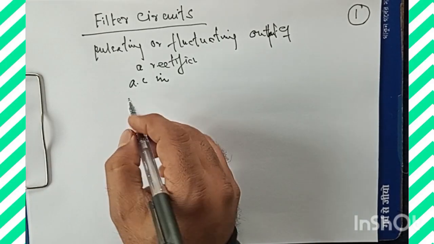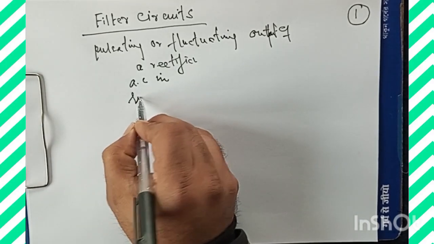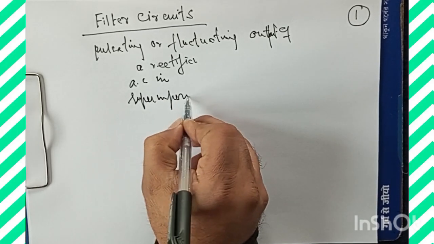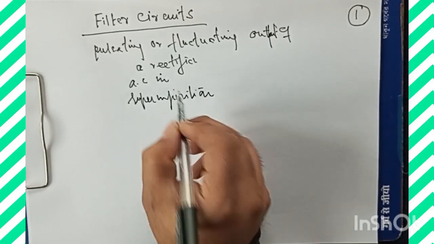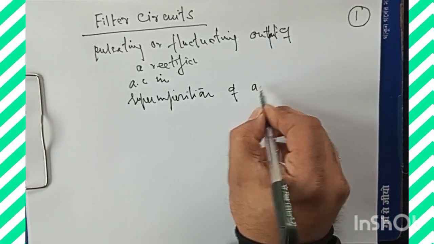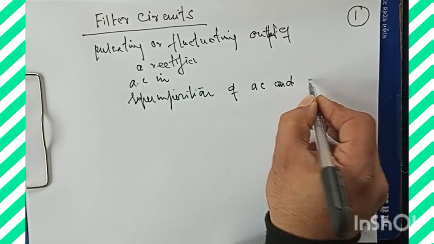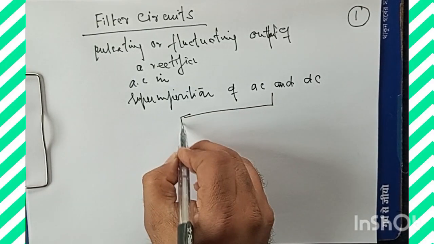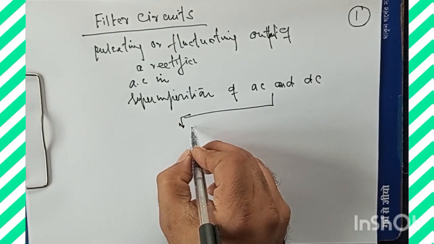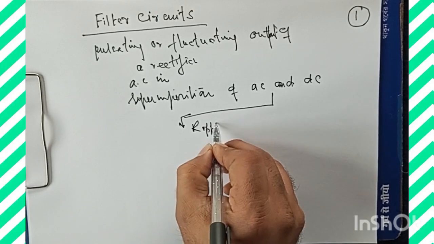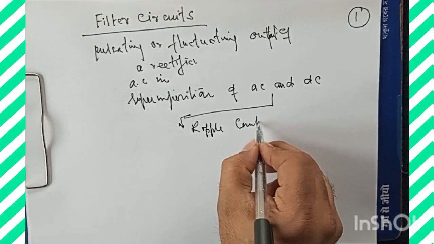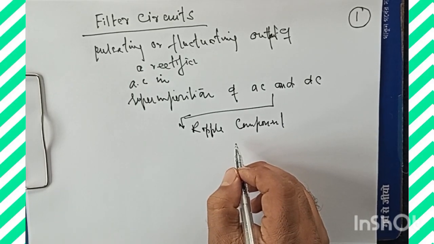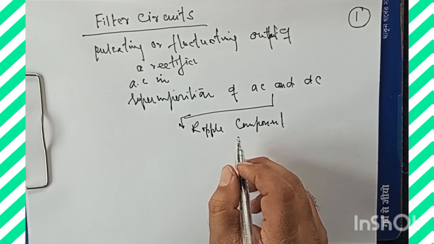So there is some kind of superimposition of AC on the DC that we obtain from rectifiers, and that is known as a ripple component. So there are ripples present in the output that we obtain from these rectifiers.